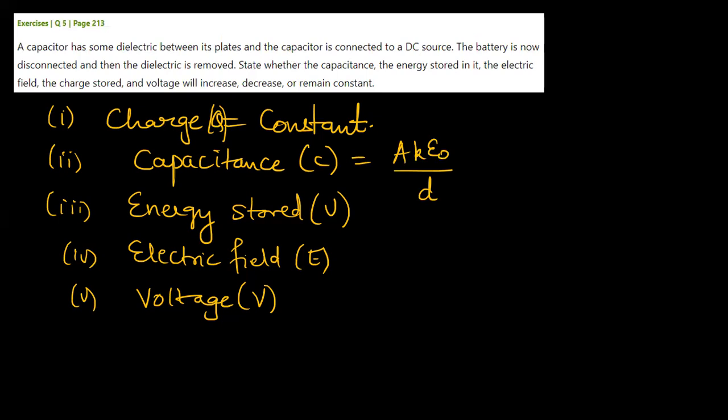The question says the dielectric is removed. When the dielectric is removed, the capacitance will decrease, right? Removing the dielectric means K is reducing. So you see C is proportional to K. Since C is proportional to K, the capacitance will decrease. You can just frame a sentence and write.